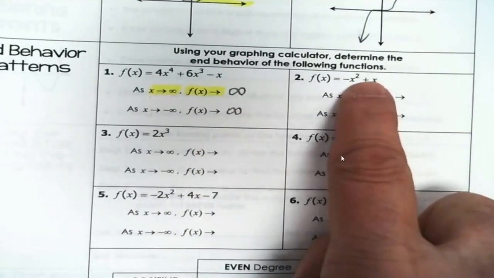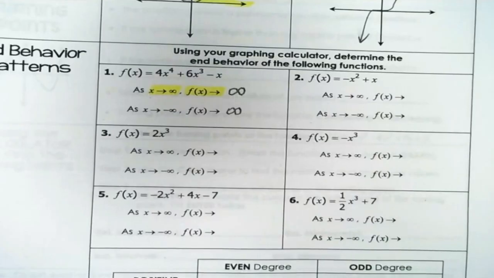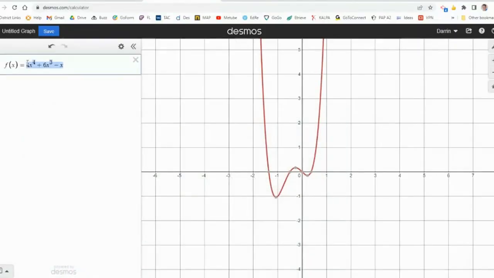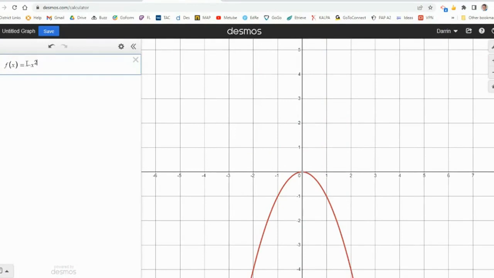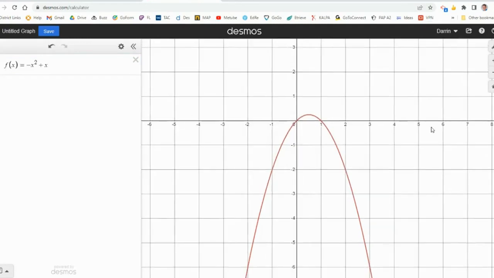All right, let's look at this one. Negative x squared plus x. It's a parabola because it's an x squared, so we expected it to be a parabola.